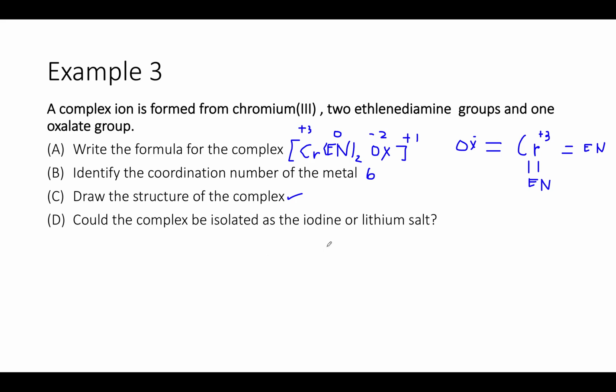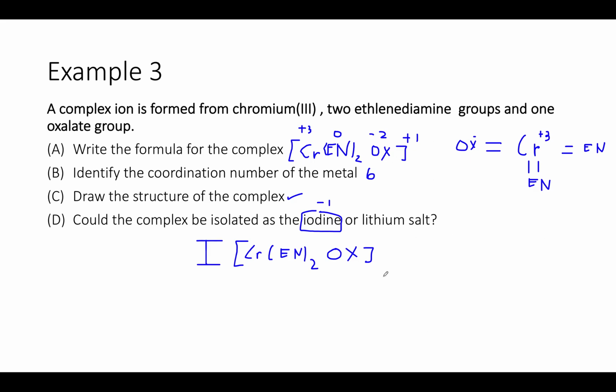Now, could the complex be isolated as iodine or lithium salt? Well, once again, we have a positive charge here, so we're going to need to neutralize it with a negative charge. And iodine has a -1 charge, so we could isolate it as an iodide salt. So if I was going to write the formula for the salt, I would put iodine on the outside, only need 1 of them because it balances out the +1. I would have my chromium, my ethylene diamine groups, 2 of them here, and my 1 oxalate ion. And once again, don't write the charge because it's no longer an ion.